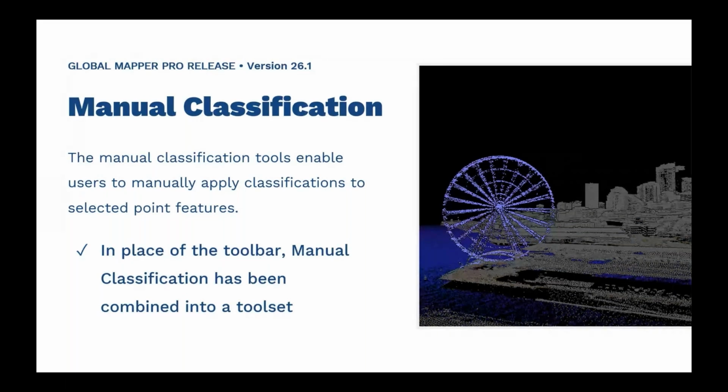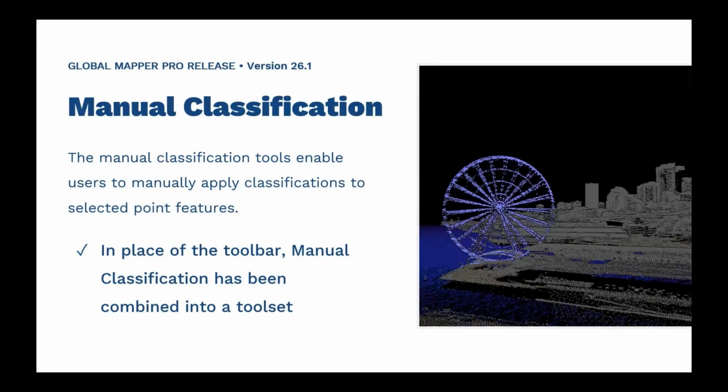It really is an essential tool for any type of classification, an aid to that automatic method. But in version 26.1, we've replaced the toolbar for manual classification that had a set number of buttons on it with a manual classification tool set. So this is a floating pane that you can open when you need it, and has a little bit more flexibility and some added features for manual classification.